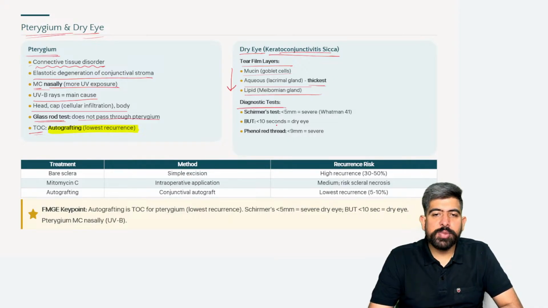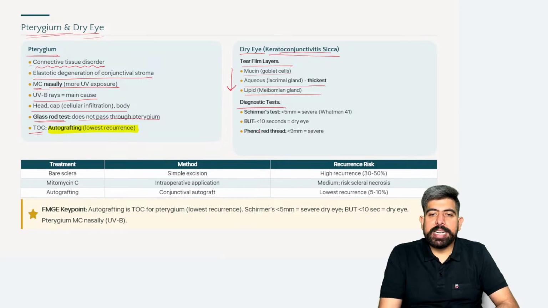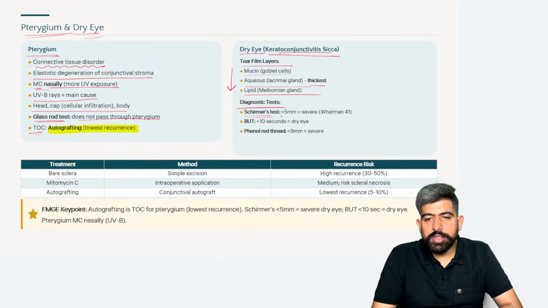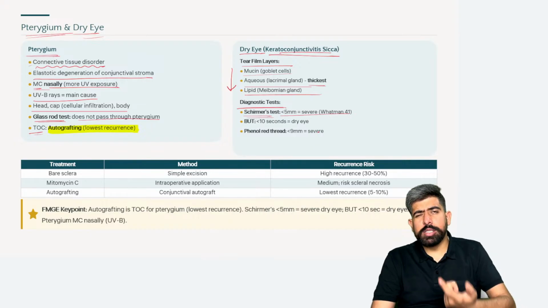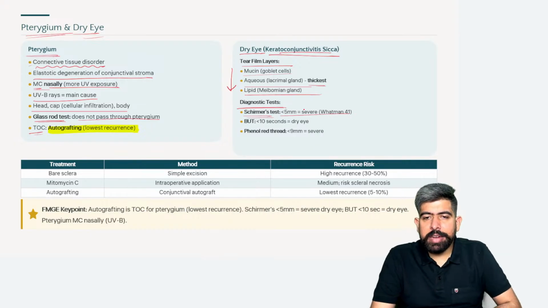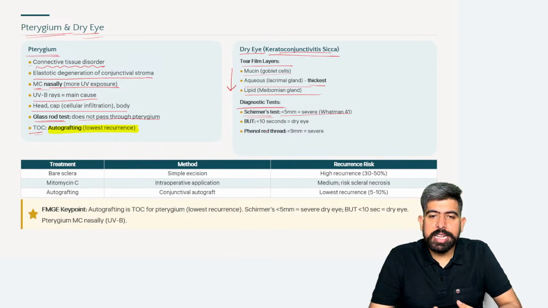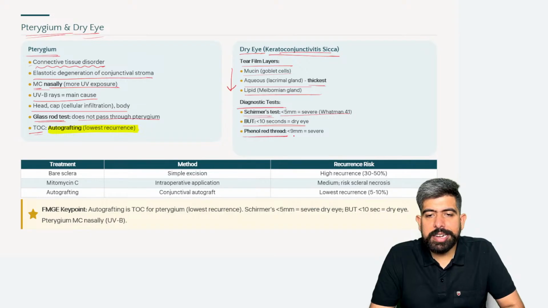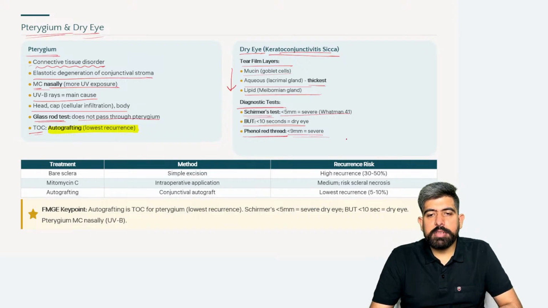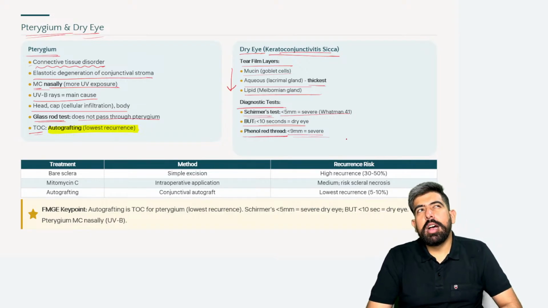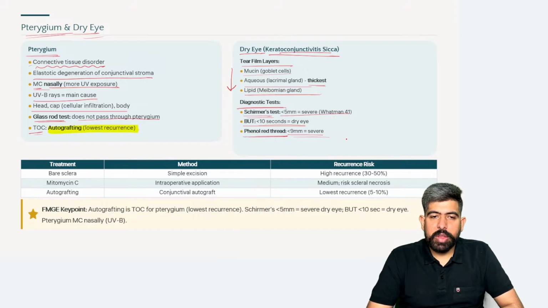What are the diagnostic tests for dry eye or keratoconjunctivitis sicca? We do the Schirmer's test, which you know very well. We put the Schirmer strip and the wetting should be less than 5 mm to indicate dry eye. Next we have the phenol red thread test, with less than 9 mm indicating severe dry eye.